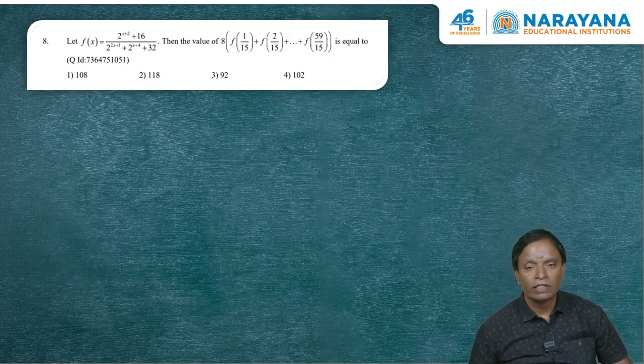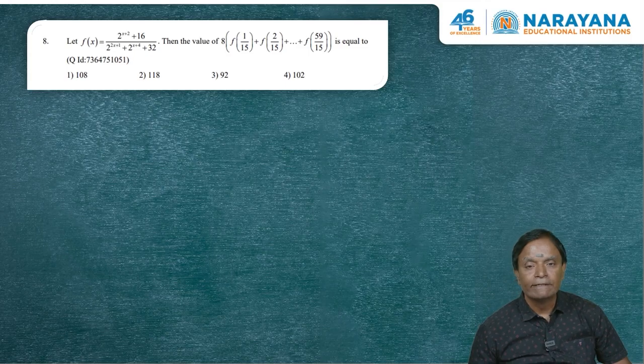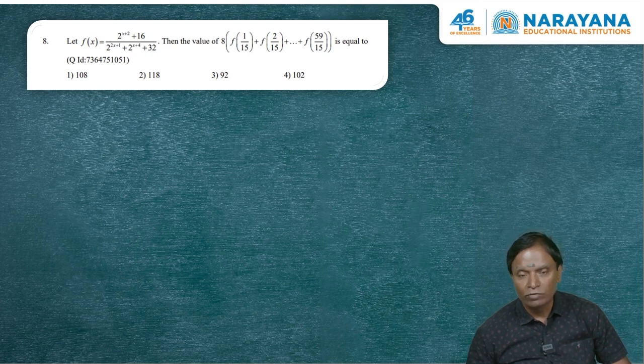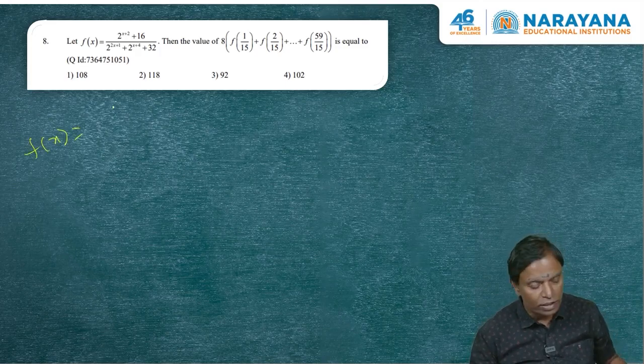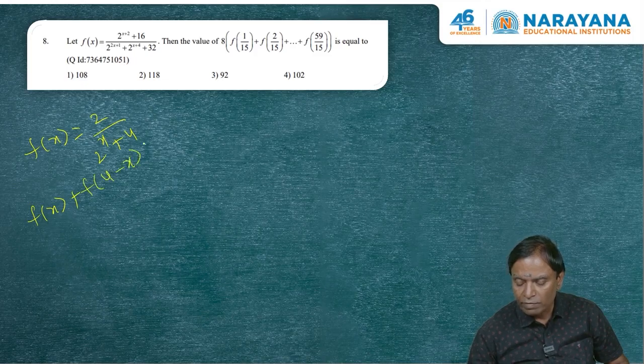You can look at the given function f of x. You are asked to find the value. Your f of x, I can write just to visualize it. Observe on the board. This is 2 power x into 2 square is 4, 4 into 2 power x plus 16 by, the denominator reduces to 2 into 4 power x plus 2 power x into 16 plus 32. Denominator is a perfect square, wherein you can write the given expression f of x as 2 by 2 power x plus 4. You can visualize that this function satisfies f of x plus f of 4 minus x is equal to 1 by 2.